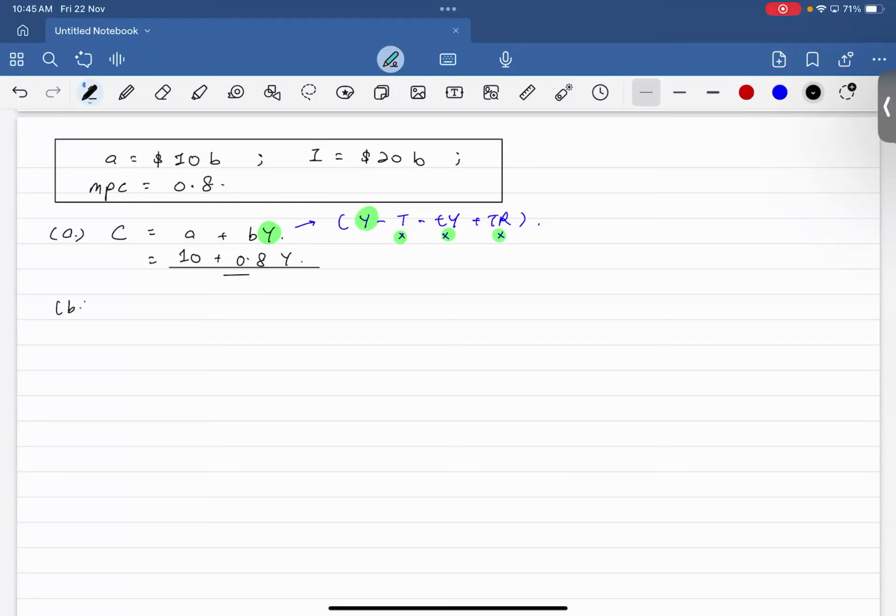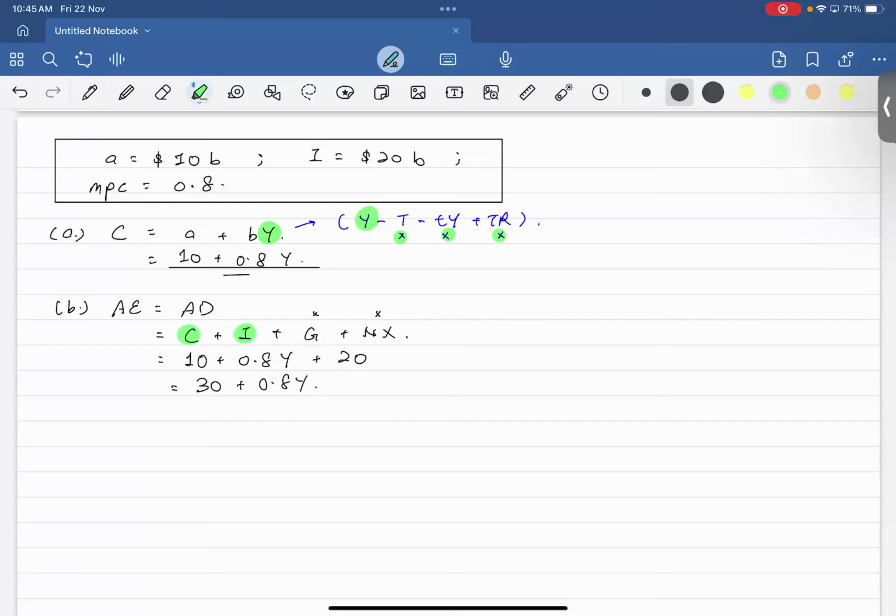Now question B, aggregate expenditure. How do you calculate aggregate expenditure? Aggregate expenditure equals aggregate demand. So aggregate demand equals consumption plus investment plus government spending plus net exports. Again, we do not have government spending and we do not have net exports here. Only consumption and investment. So consumption, we put that function in, and then investment is 20. So at the end, you get 30 plus 0.8y.